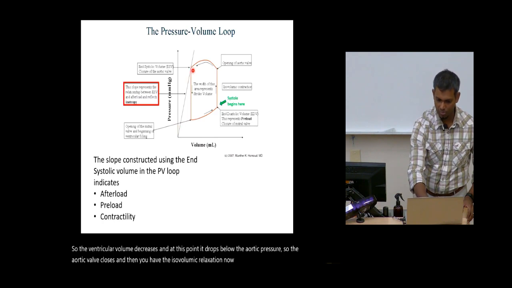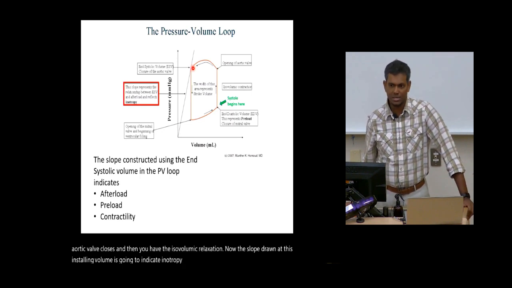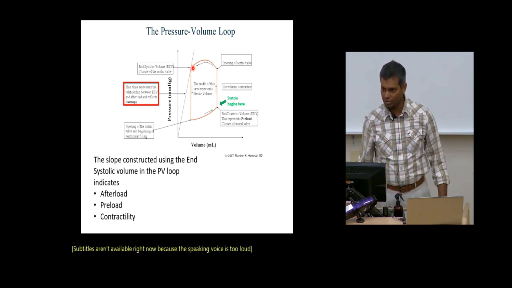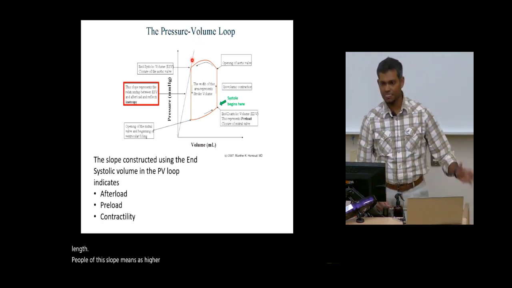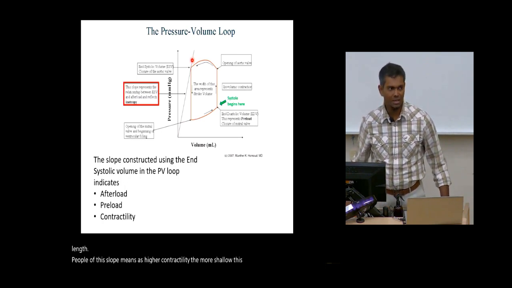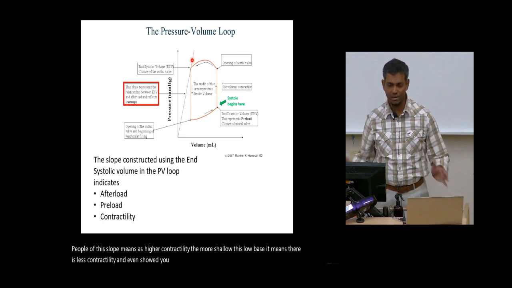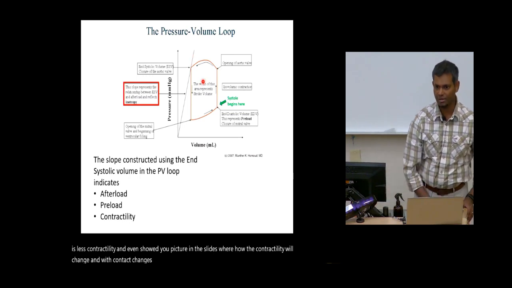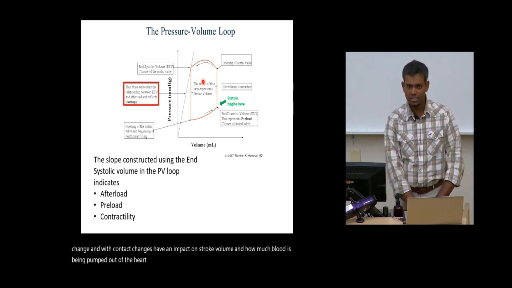Now the slope drawn at this end systolic volume is going to indicate inotropy, or in other words, contractility. So it's just indicating what is the amount of pressure which can be generated by the ventricle at a given muscle length, right? And the steeper this slope is, it means there's a higher contractility. The more shallow the slope is, it means there is less contractility, right? And I even showed you a picture in the slides of how the contractility would change, and when contractility changes, it will in turn have an impact on stroke volume and how much blood is being pumped out of the heart. Is this clear, folks?